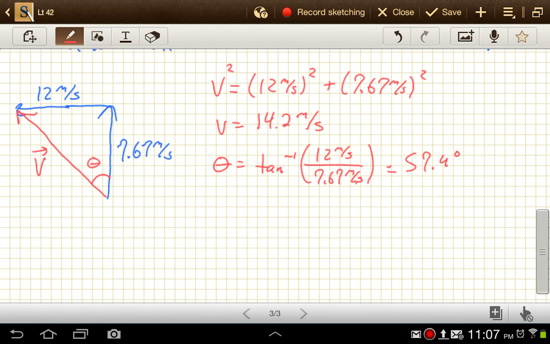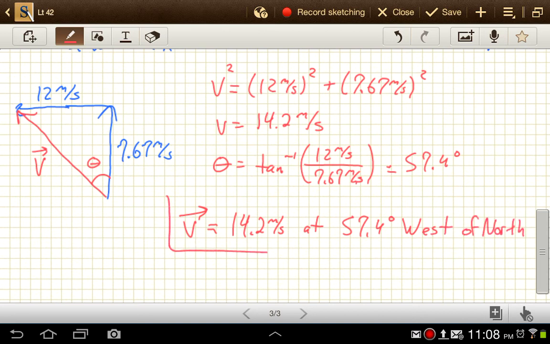So the final velocity for this car-truck combination right after they collide is 14.2 meters per second at an angle of 57.4 degrees, measured from north rotating to the west, so west of north. And that is all for our collisions.